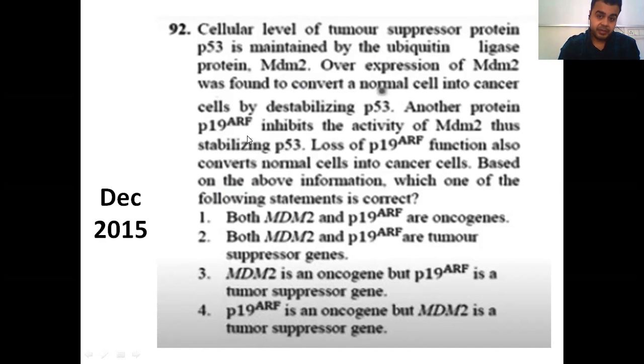This is the third statement. p19ARF is required for inhibition of MDM2, and it leads to a normal cell because it stabilizes p53, as you can see. Now, loss of p19ARF function can also convert normal cells into cancerous cells. It's very obvious, evident from the above statement. Even in this kind of question, please read at least twice or thrice, and you must be quick enough to read it. You have to choose the correct statement.